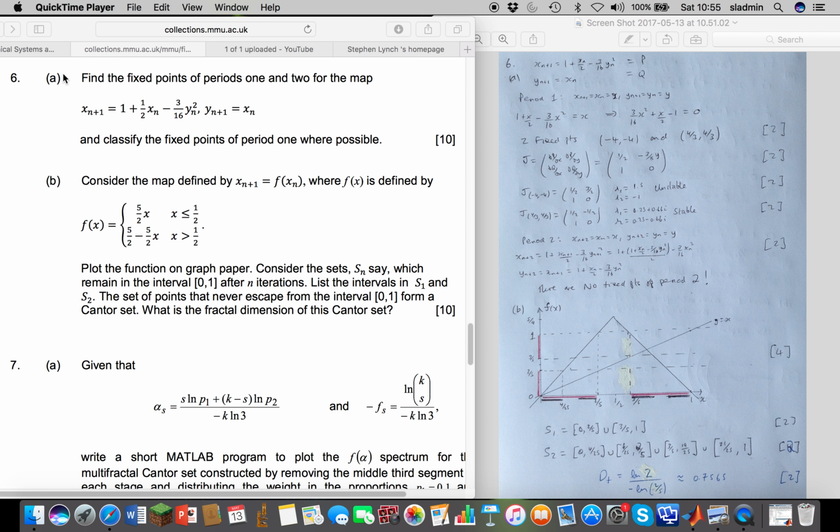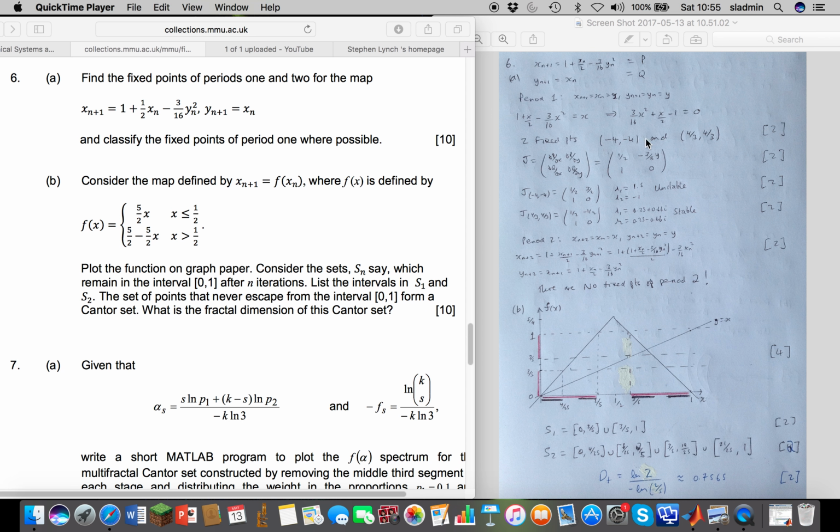So for 6a, we have this two-dimensional discrete map. To find fixed points of period 1, we need to solve xn+1 = xn = x, say, and yn+1 = yn = y, say. From the second equation, you can see that y is the same as x. We can substitute that into the first equation, and we get this simple quadratic formula. We can solve this either with MATLAB or by factorizing, and these are the fixed points. And notice that x is y, so the first fixed point is (-4, -4). The second fixed point is (4/3, 4/3).